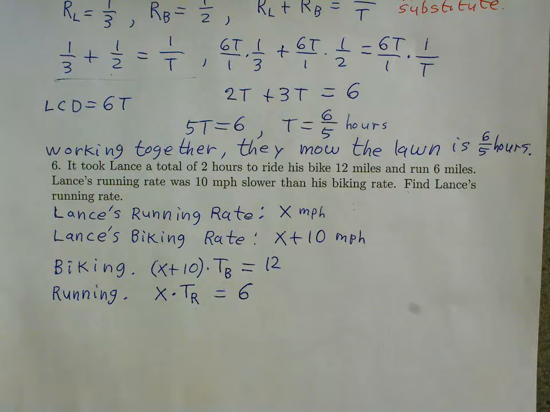The hint is the first part of the first sentence. What does that say? We're looking for a total of 2 hours. Yeah, the total amount of time it took Lance to ride his bike 12 miles and run 6 miles is 2 hours. So what does that mean about things in our equations?